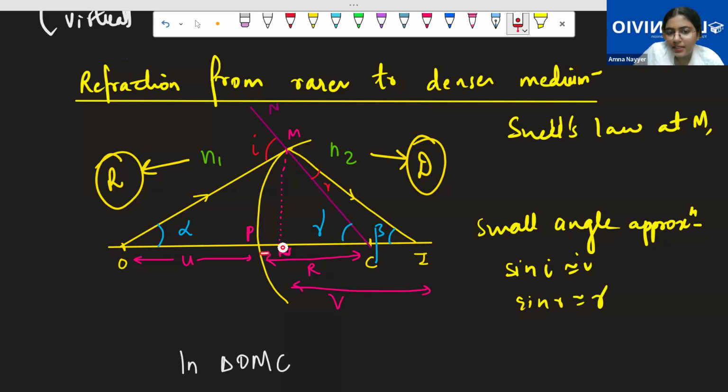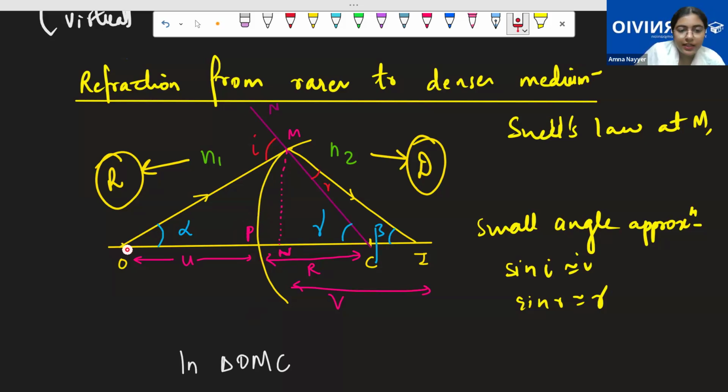P and N are placed so close to each other that whatever values you get for N will actually be for P. Why am I focusing on the pole? Because everything has to be taken with reference to the pole. So you can equate them. N can almost be written as P.